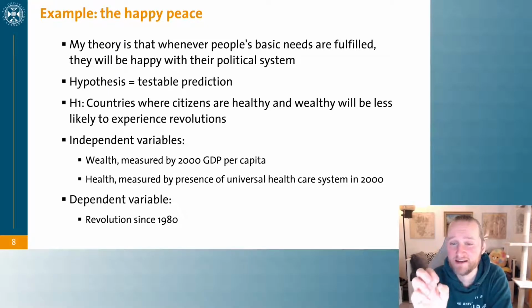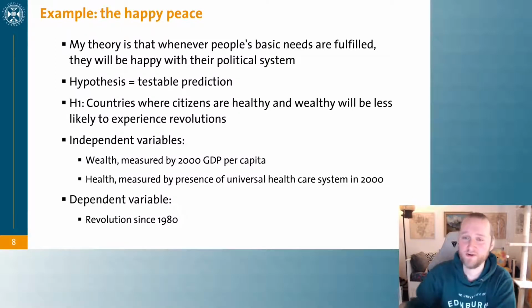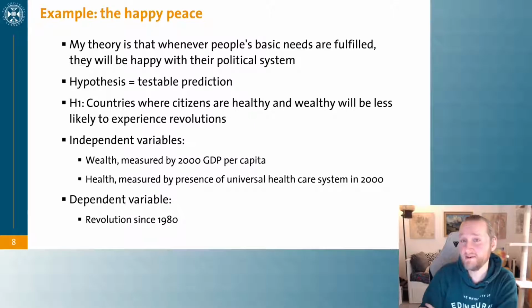Let's just say that where people's basic needs are fulfilled, there will not be revolutions. So the likelihood of experiencing revolutions is going to be the other part of that hypothesis. So again, let's break it down into independent and dependent variables. My independent variables here are health and wealth.